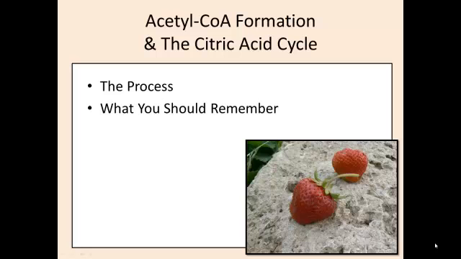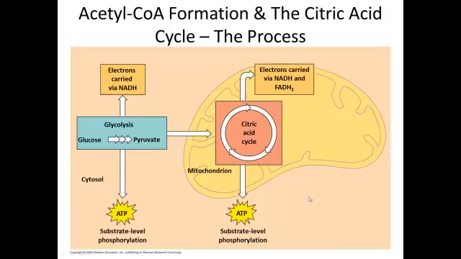Just like for glycolysis, we will be going over the process of acetyl-CoA formation and the citric acid cycle. Then I will go over what you should remember for these metabolic pathways. Acetyl-CoA formation and the citric acid cycle take place inside of the mitochondria of eukaryotic cells. If we are talking about prokaryotes, it happens in the cell membrane.